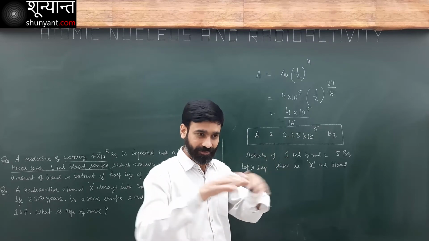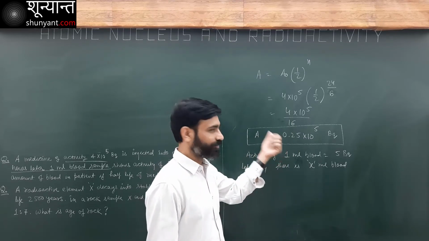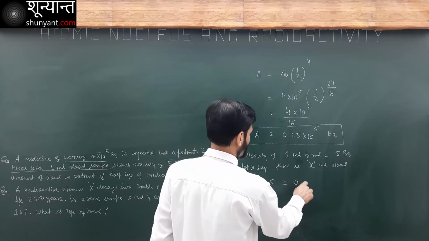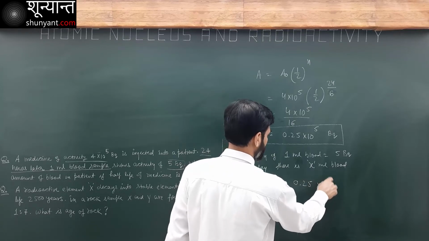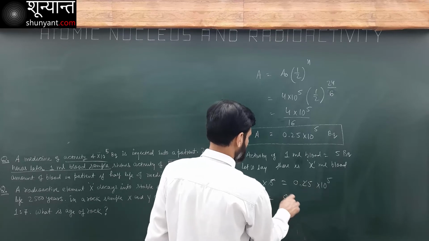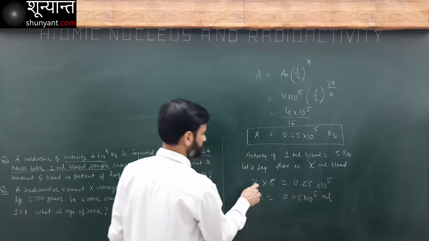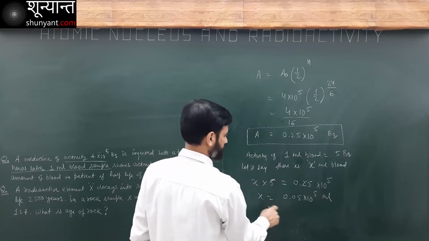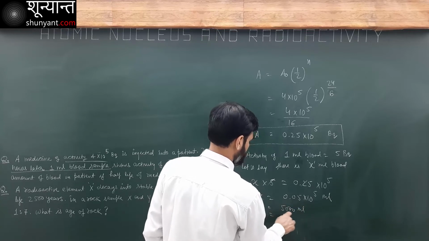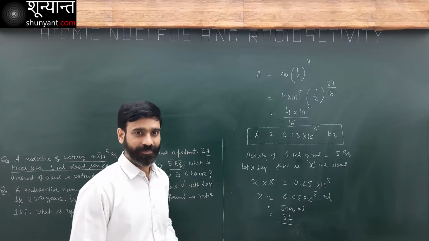The medicine is present throughout all the blood, so the activity of all the blood should be equal to this. So I will simply write: x times 5 is equal to 0.25 into 10 power 5. That's it. So x is 0.05 into 10 power 5 ml. This is in milliliters, so it will be equal to 5000 ml. This is 5 liters. The patient has 5 liters of blood.